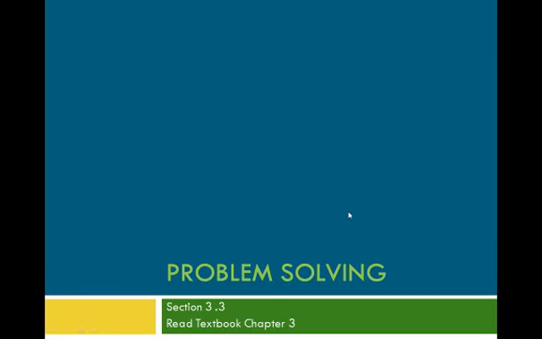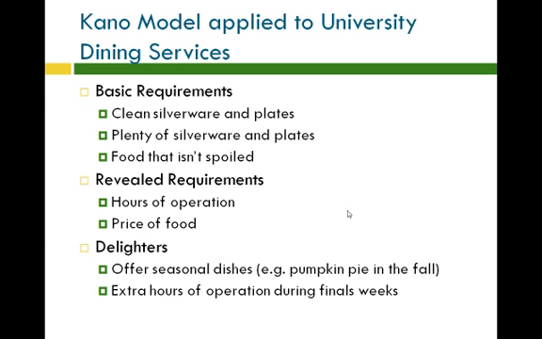We ended section 3.2 with an exercise. You were supposed to apply the Kano model to dining services at a university, for example Sodexo. Here's an example of what you could have come up with.